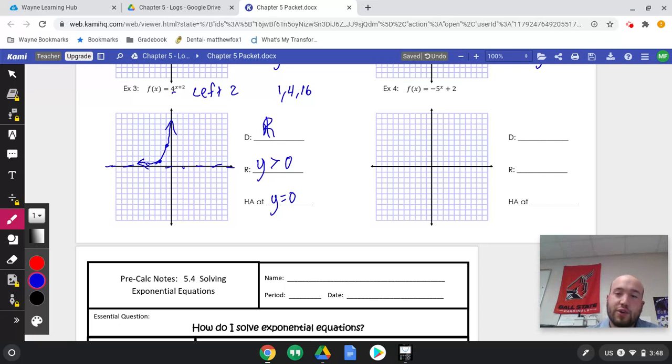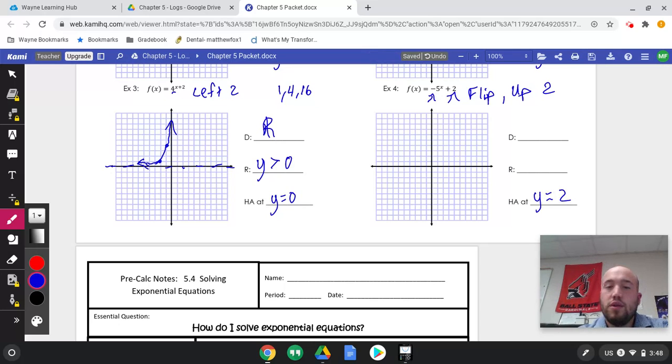Okay, our final one we're going to graph. The crucial thing we got to notice right here is the negative. So that tells us it's going to flip. Now, the plus 2 here still is up 2. So it's going to flip, and it's going to be up 2. So instead of y equals 0, up 2, it would be y equals 2.